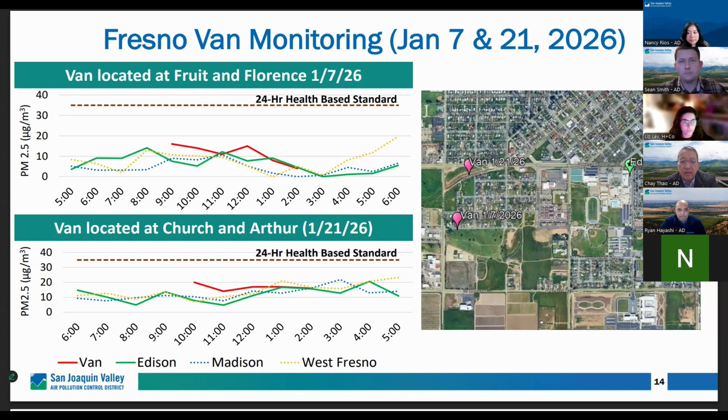Mhm. And also to keep in mind is that, for example, if we're comparing to Edison, it's farther away from the street, whereas the van is right on the street. So this doesn't really indicate that there's more traffic at those locations versus at Edison High School either. It's just that the van is so much closer to that source, whereas all these other sites are farther away from the street.